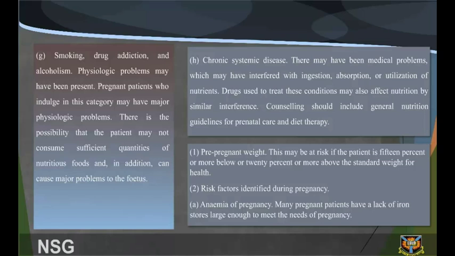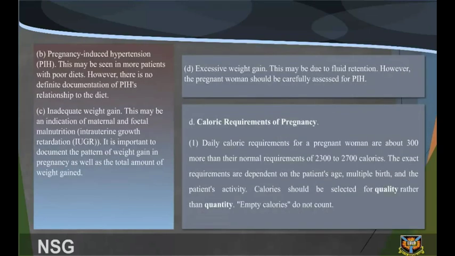Risk factors identified during pregnancy. Anemia of pregnancy. Many pregnant patients have a lack of iron stores large enough to meet the needs of pregnancy. Pregnancy-induced hypertension. This may be seen in more patients with poor diet. However, there is no definite documentation of PIH's relationship to the diet. Inadequate weight gain. This may be an indication of maternal and fetal malnutrition.